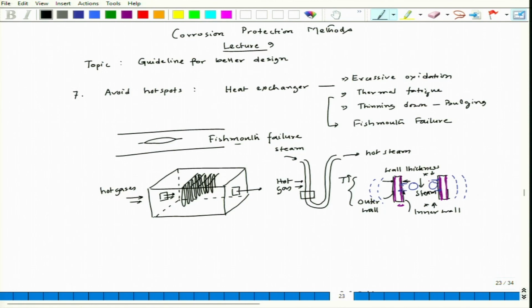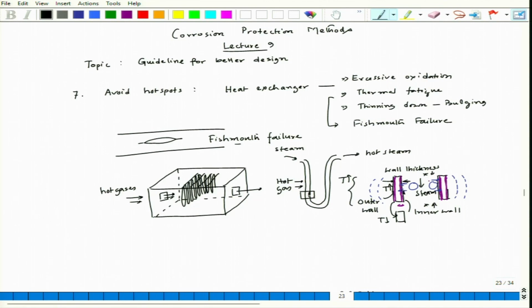Thermal fatigue means, for example, this particular segment has a high temperature, and close to that segment the temperature is low, and there could be local expansion, and that local expansion can lead to thermal fatigue. Okay. So, that can also lead to a failure, and of course, the bulging can happen because the steam movement is hindered for some reason, and one reason could be if excessive oxidation happens.